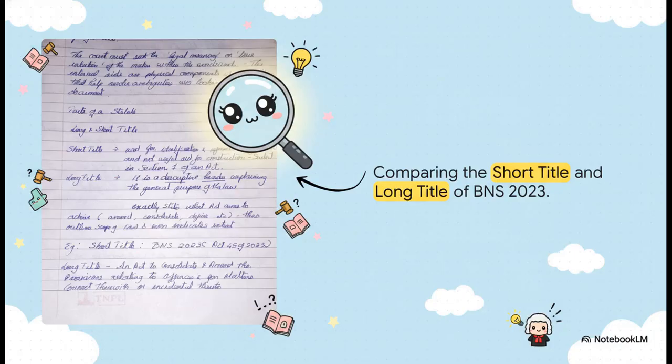Just look at the new criminal code as a perfect example of this. The short title is simply BNS 2023. Honestly, that tells you almost nothing about what's actually inside. But read the long title right below it. An act to consolidate and amend the provisions relating to offenses and for matters connected therewith or incidental thereto. Suddenly, you've got a massive magnifying glass over the legislation's true intent. It confirms the exact scope for the judge.